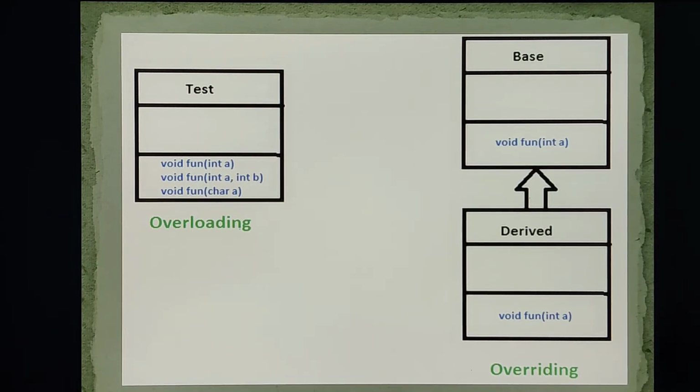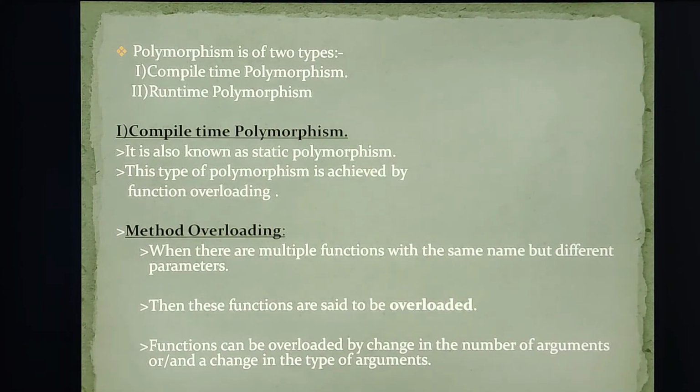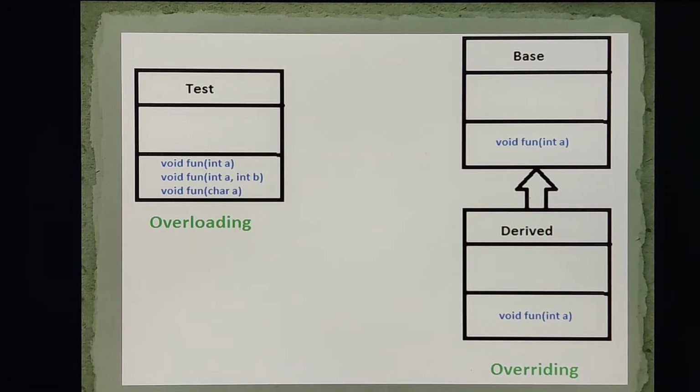In the third method, they changed the type of argument. So these three methods are called overloaded methods. Yes or no? According to our previous concept, a function can be overloaded by a change in the number of arguments and a change in the type of arguments. Now has the concept become clear? Okay. So now we will see some rules.